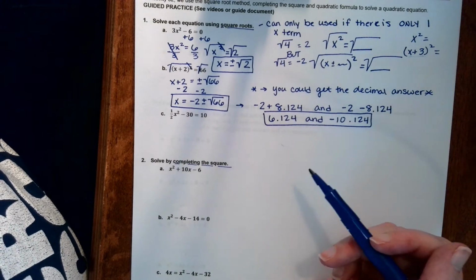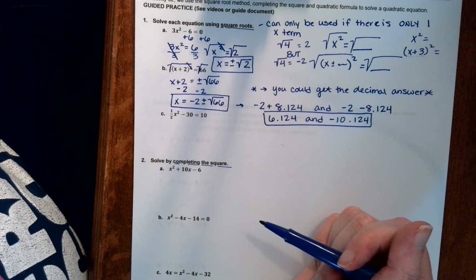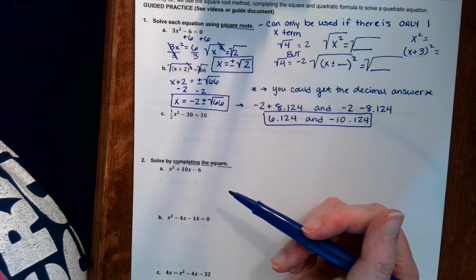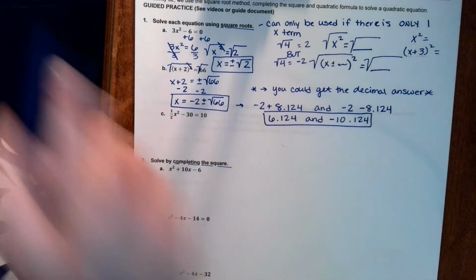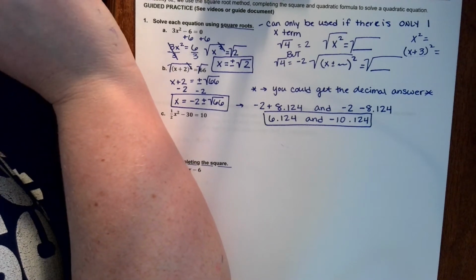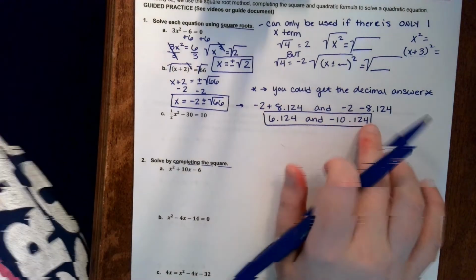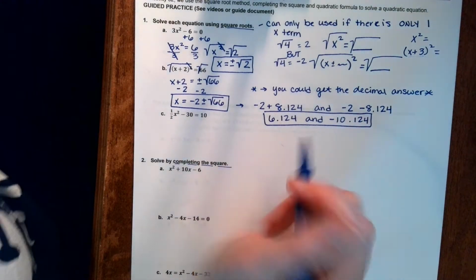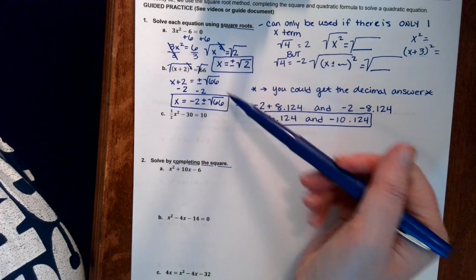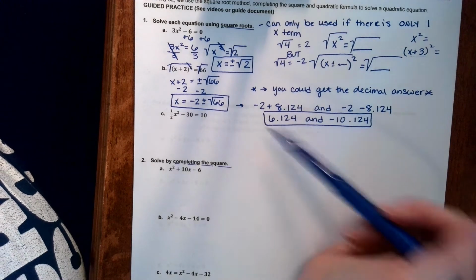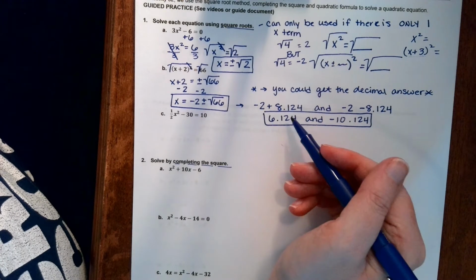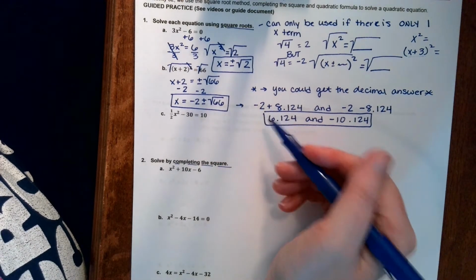You could have your decimal, or you could... yeah, that's right. Okay, I just had to double check that one. I got a little confused. I overthought. Okay, so I typically like this because it's a lot nicer and neater and prettier. But if your teacher wants the decimal answer, convert this into decimal and then do negative 2 plus and negative 2 minus.